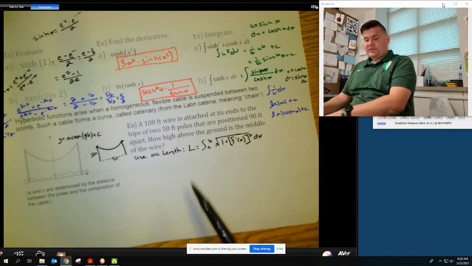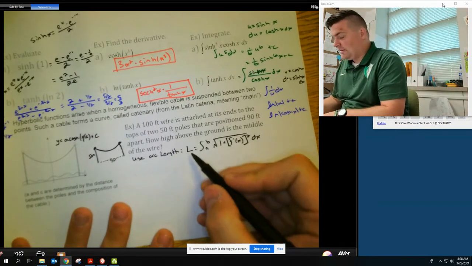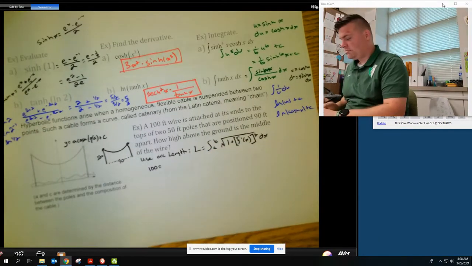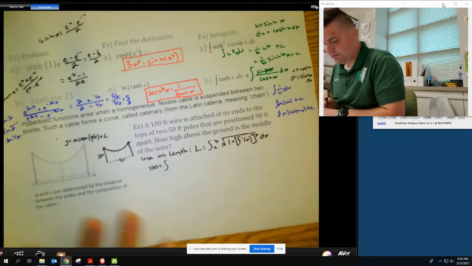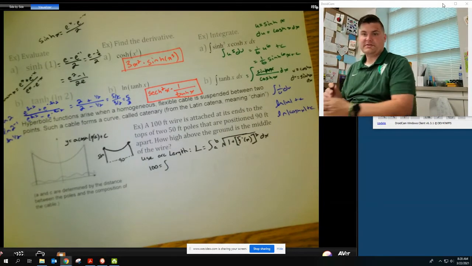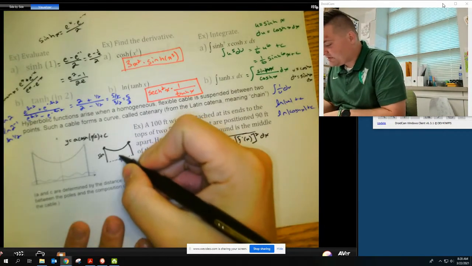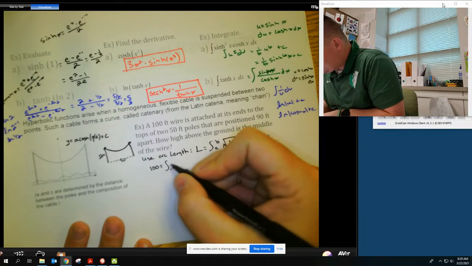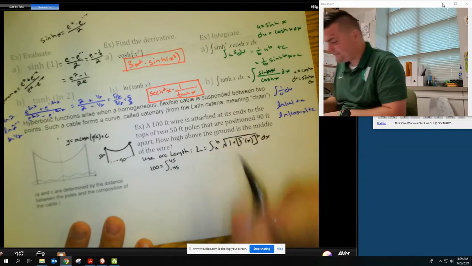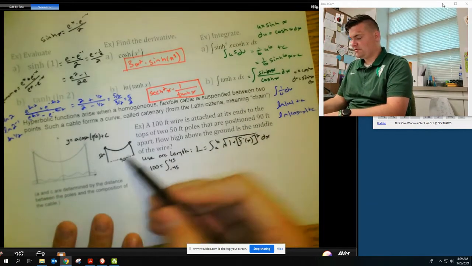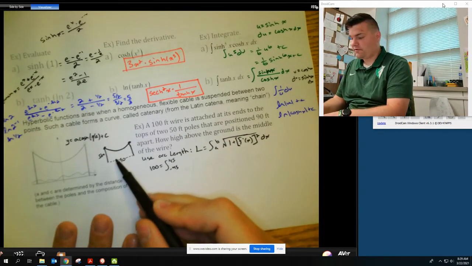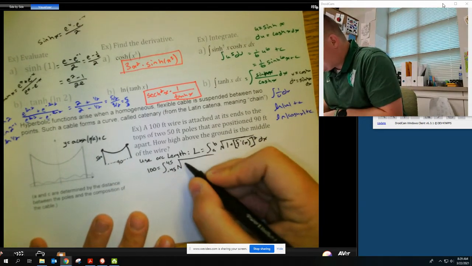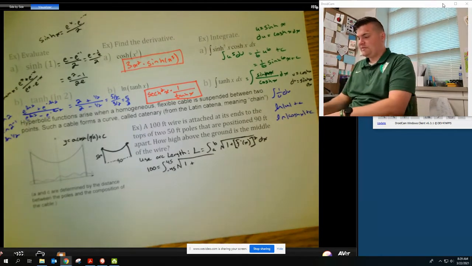Okay, so for this problem right here, we know that the length is 100. We were given that. So 100 is equal to the integral from one side to the other. So if we're centered here at 0, I'm going to go from negative 45 to 45. We're centered at 0 because we're integrating the whole length from here to there. And this is going to be 1 plus, now here's the function right here.